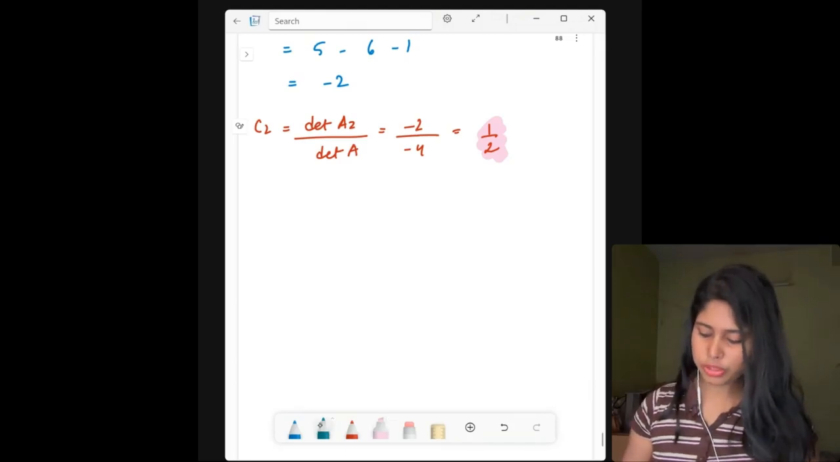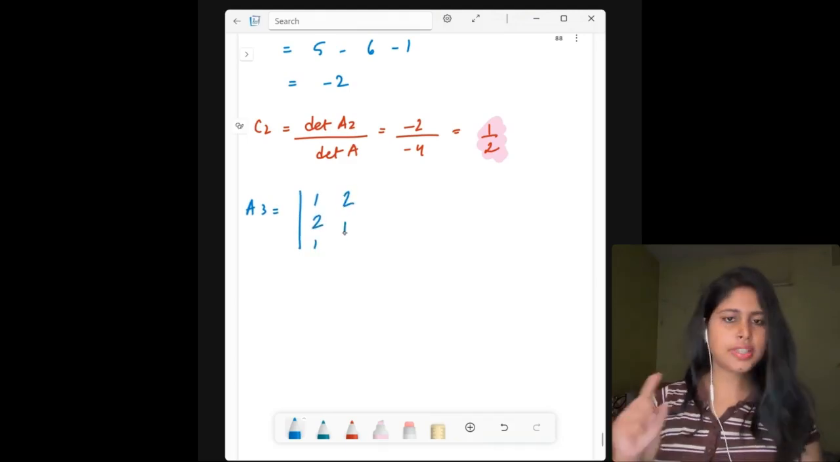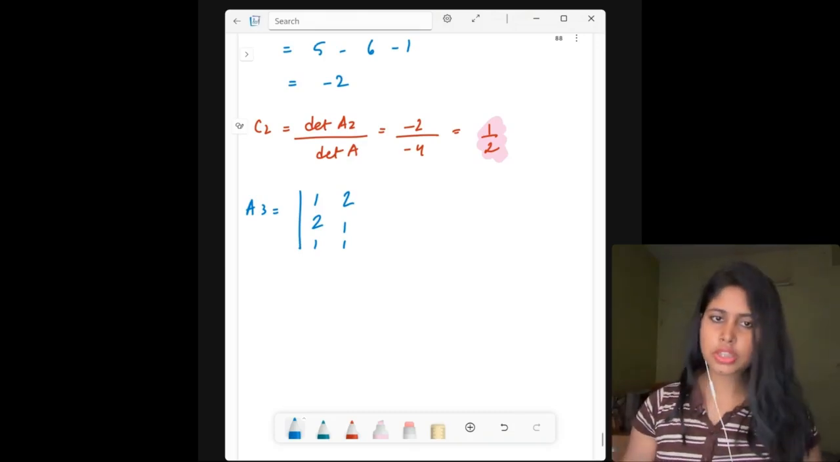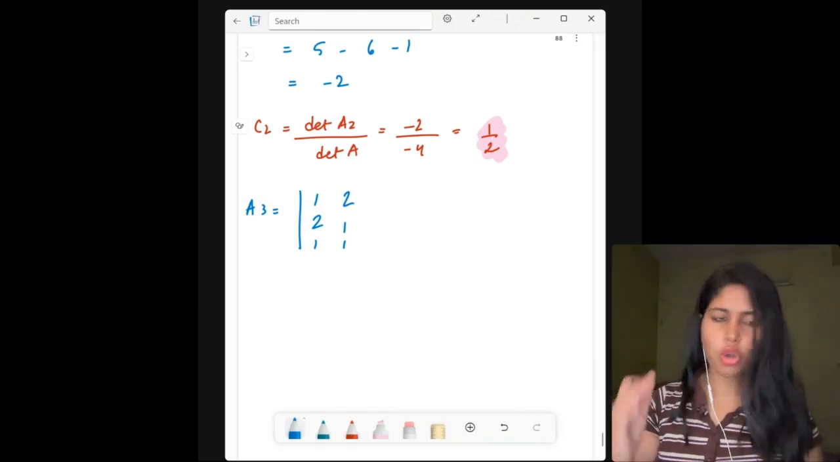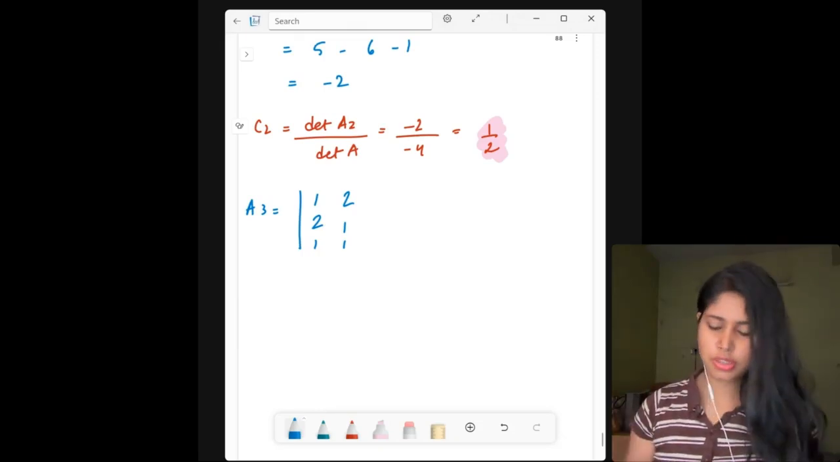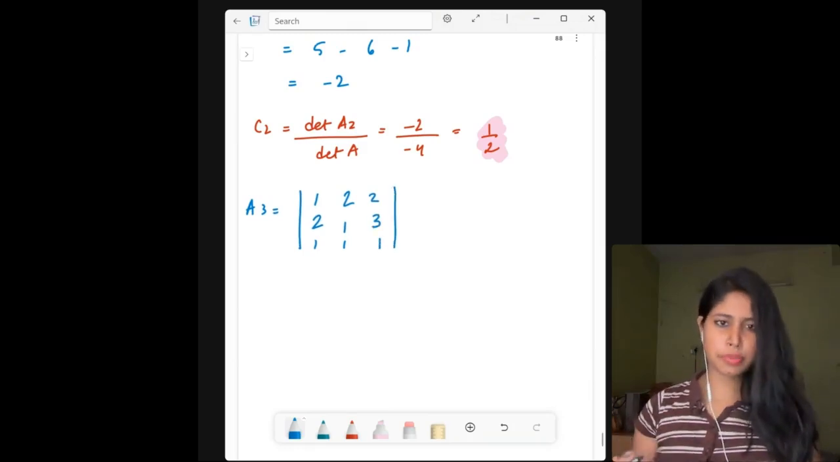Now coming to A3. A3 will be 1 2 1 and 2 1 1, the same as the first two columns. The third column is the constant matrix, which is 2, 3, and 1. Now we will find the determinant of it.